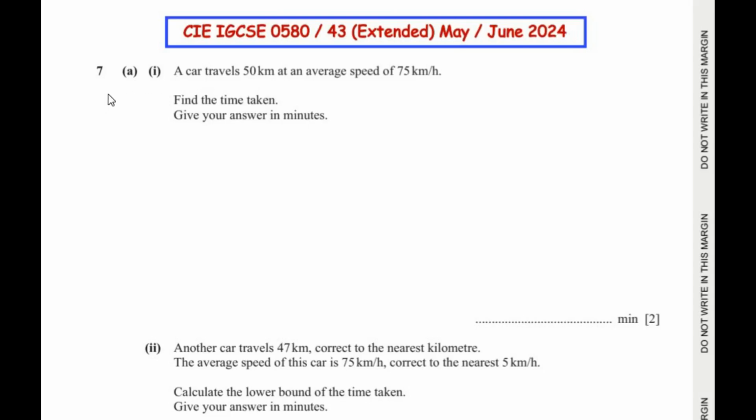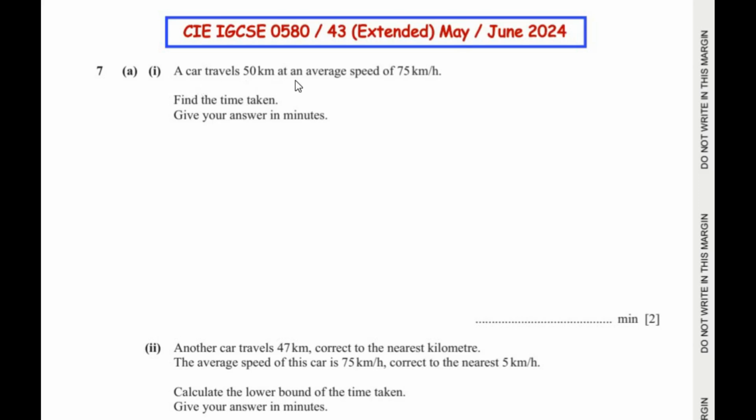In this video we are going to solve the 7th question from CIE IGCSE 058043 extended paper from May-June 2024. Now this question is from numbers topic and it has two sub-questions A and B. So let us start with the first sub-question.